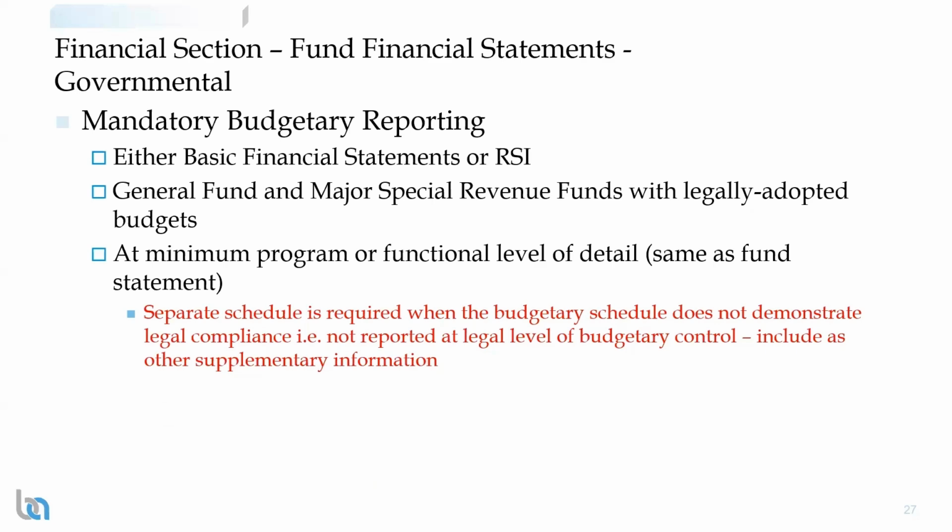Keep in mind that if your level of budgetary control is at a greater detail than what is presented, then you need to have a supplementary schedule. Unless you also submit another report, then you need to provide a link to that other report when you submit for the award.